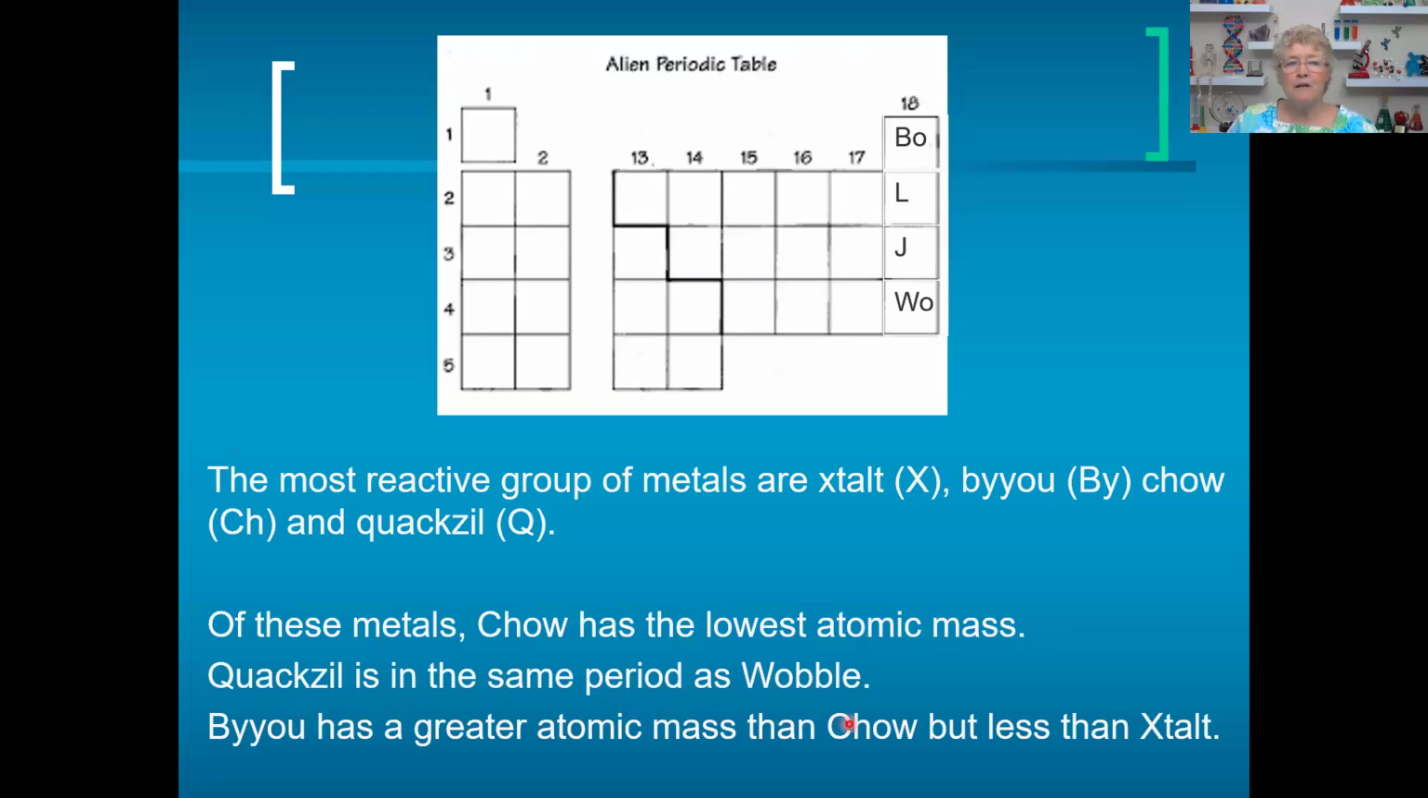Quoxel is in the same period as Wobble. Biu has a greater atomic mass than Chao, but less than Xtalt. All right, so what is going to go right here in group 1, period 2? It's going to be the alkali metal with the lowest atomic mass. You guys typing your answers in? Yeah, you go. Chao. Very good. Chao. Excellent. All right. Now, what is going to go right here?